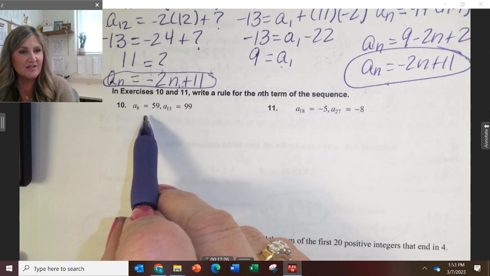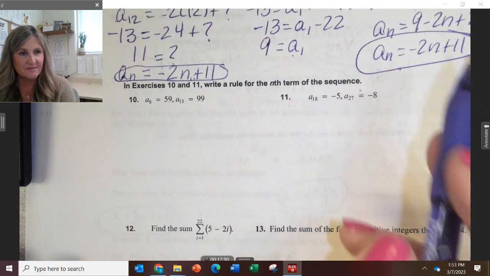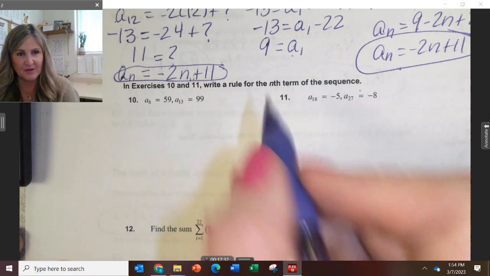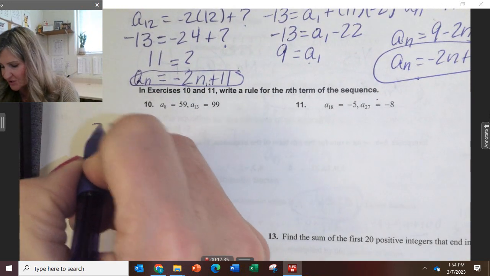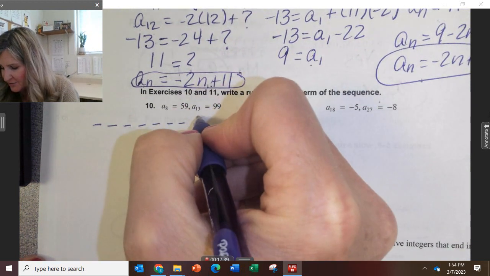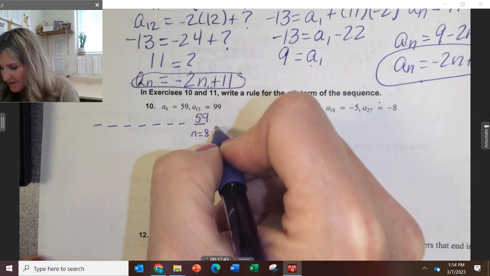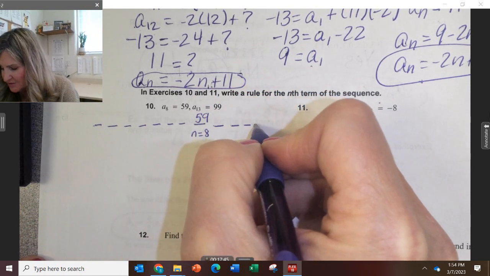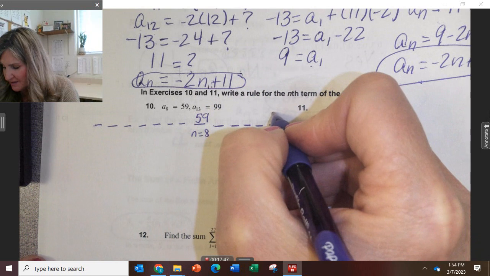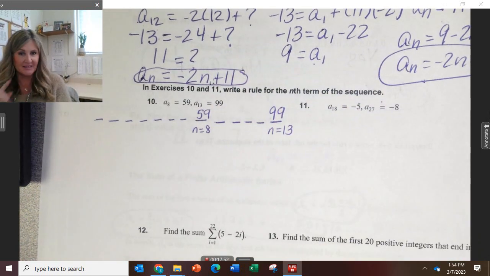Okay, guys, so let's look at this one. Write a rule for the nth term of the sequence. I want to write this out so you can get a feel for how it works. First term, second term, third, fourth, fifth, sixth, seventh, eighth. I know the eighth term. Right here is when n is 8. 8, 9, 10, 11, 12, 13. I know the 13th term. When n is 13, I get 99.